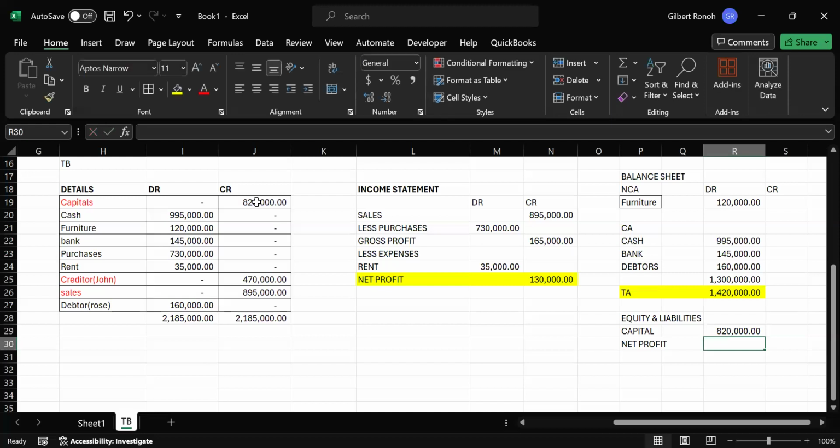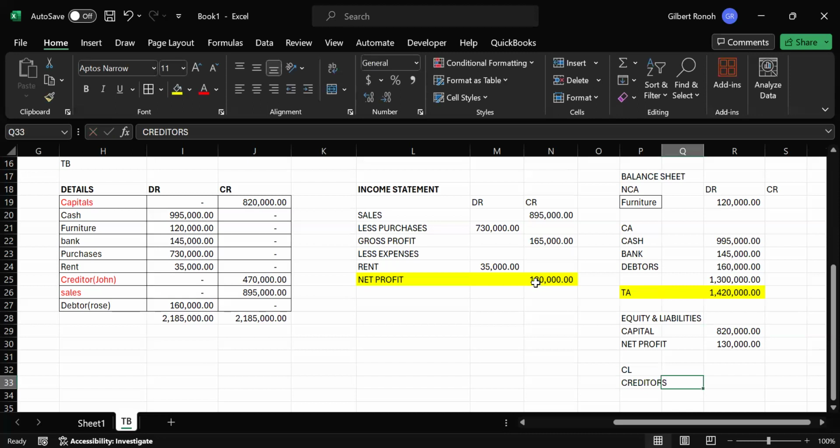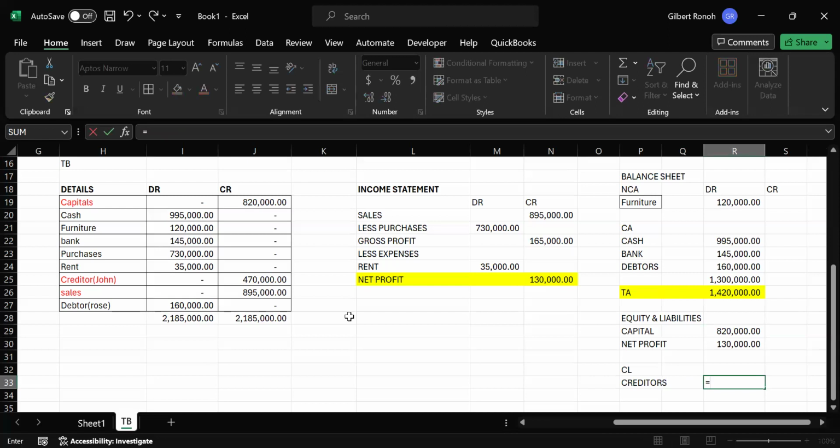We don't have the loan. So we don't have the non-current liability because I have not seen the loan. But we have the current liability. So current liability, we have creditors. How much is our creditors? This is 470,000.